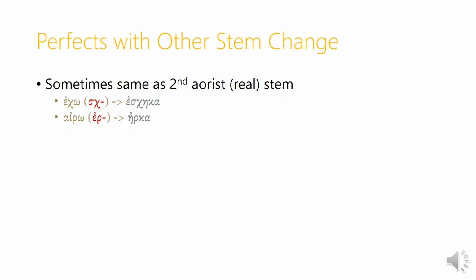which in the actual indicative second aorist forms, that initial epsilon lengthens to an eta, but the stem itself is epsilon rho. And the perfect tense forms are formed from that stem, and we end up with the form erka in the first person singular. I have taken up, I have taken away.